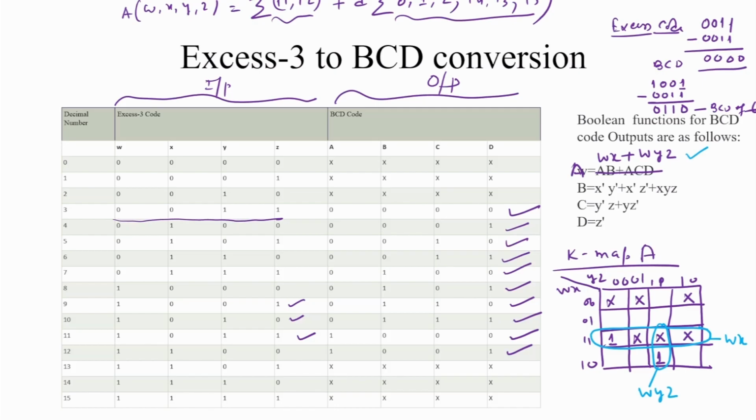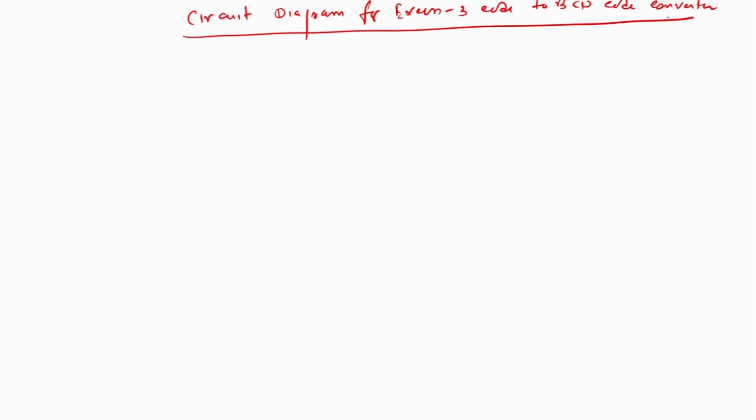After finding a simplified function for all the output variables of the BCD code, we implement the excess 3 to BCD code conversion. Here, let us design a circuit diagram for it. The circuit diagram for excess 3 code to BCD code converter.